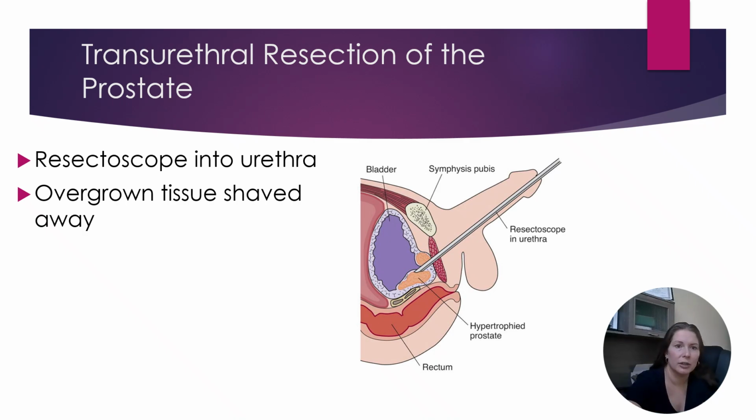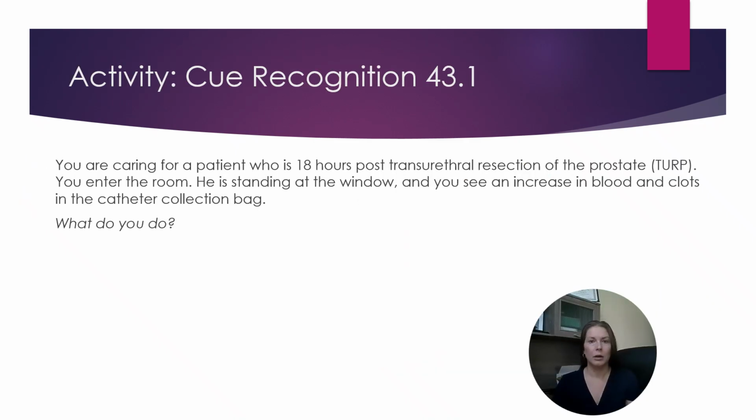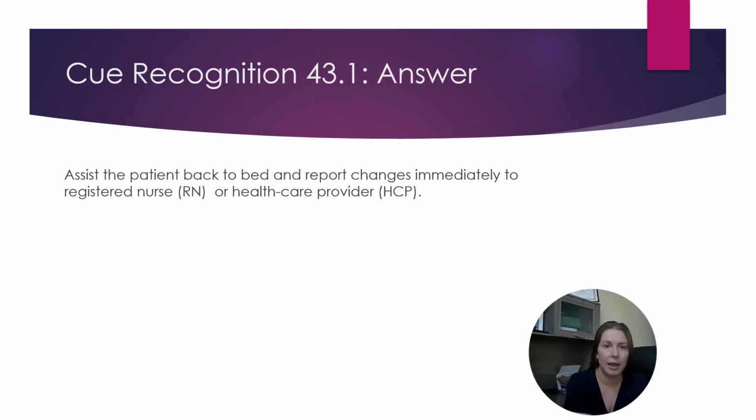There's a very similar question to this on your quiz, so I would look over this slide right here. When you see an increase of blood and clots inside the catheter collection bag, so your TURP patients are going to be hooked up to this continuous bladder irrigation, which we have a picture of in a few slides. You're going to assist your patient back to the bed and report changes.